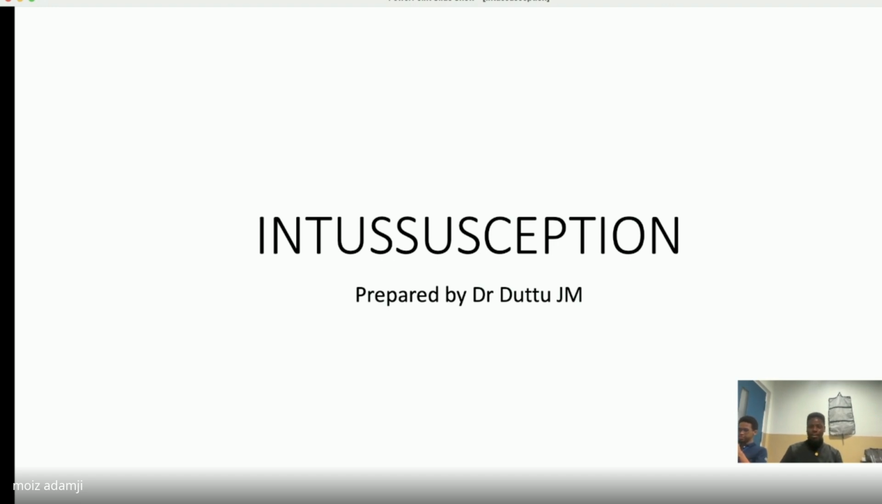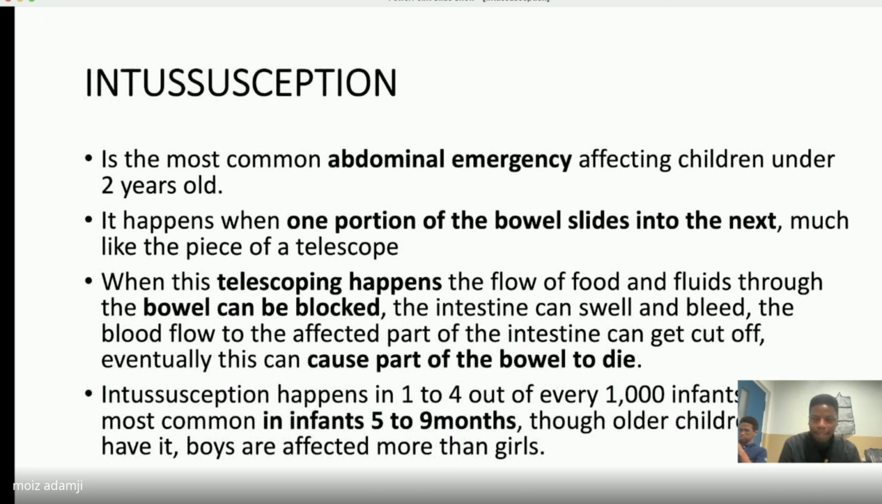So today we are going to talk about intussusception. This is one of the rare cases in medicine. However, it's one of the most common abdominal emergencies affecting children under 2 years. It happens when one portion of the bowel slides into the next.